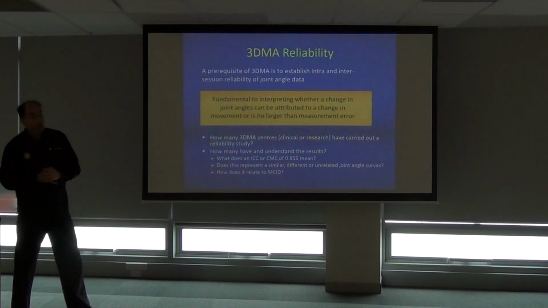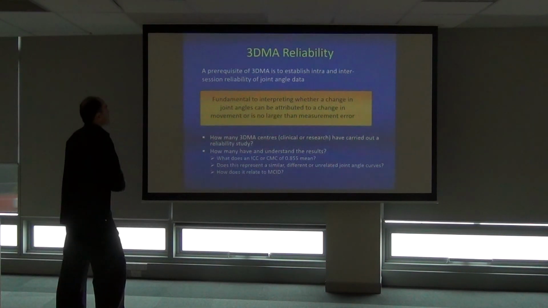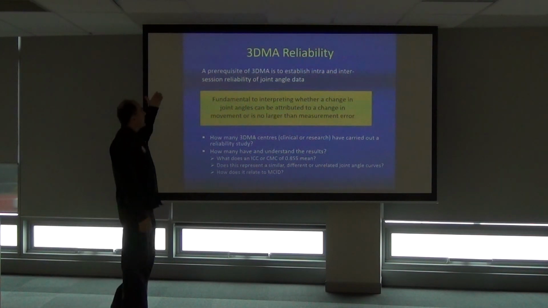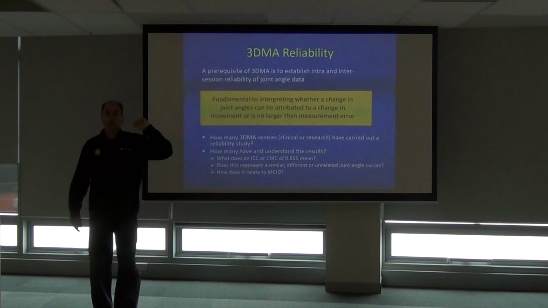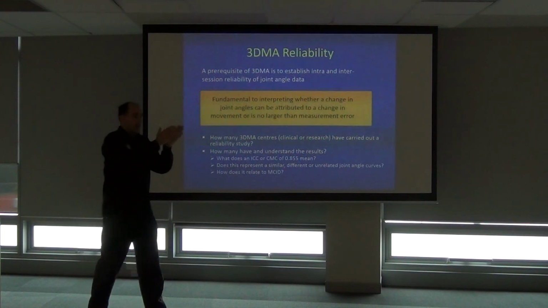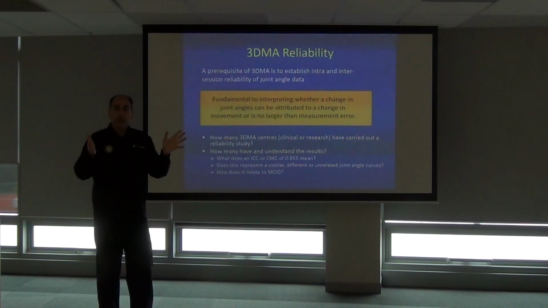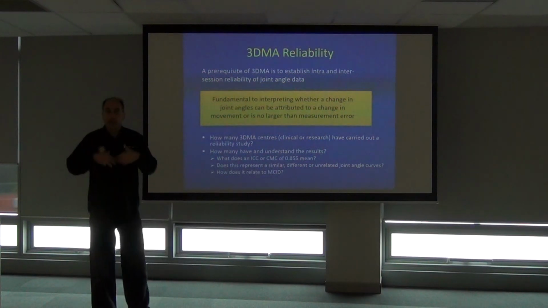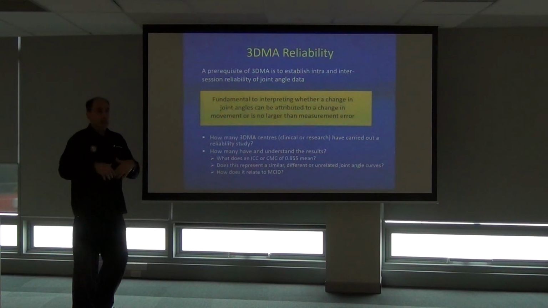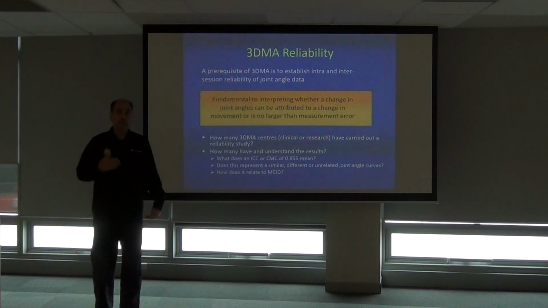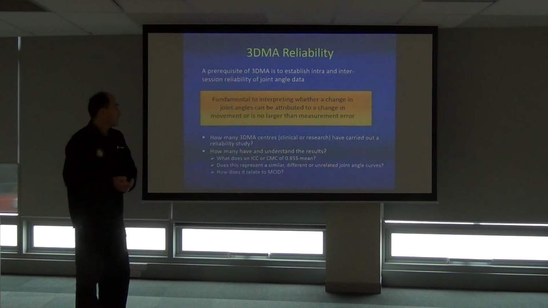Okay. So one of the things we have to touch on to begin with is reliability. Reliability is fundamental to movement analysis because you need to know whether a change that you see can be attributed to an actual change in movement, or that change is just a reflection of artefact and the errors in your system. So it's a fundamental thing that needs to be established.